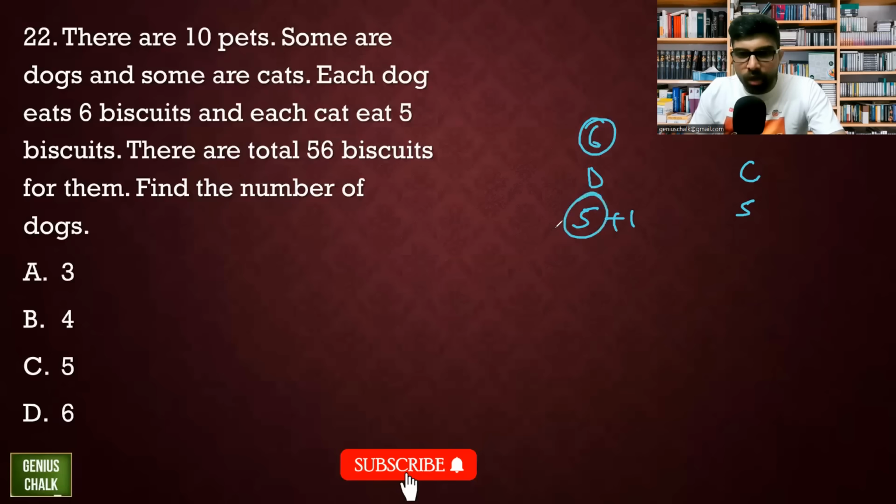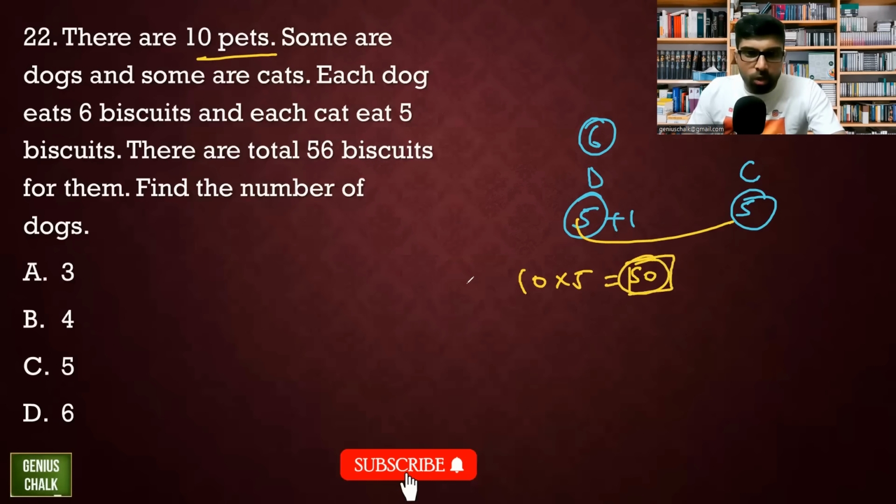So if dog is also eating 5 biscuits, cat is also eating 5 biscuits, the number of pets are 10. So everyone is eating 5 biscuits. That means the overall number of biscuits must be 50. But what is the overall number of biscuits here? They are 56. That means how many extra? That means 6 biscuits are extra.